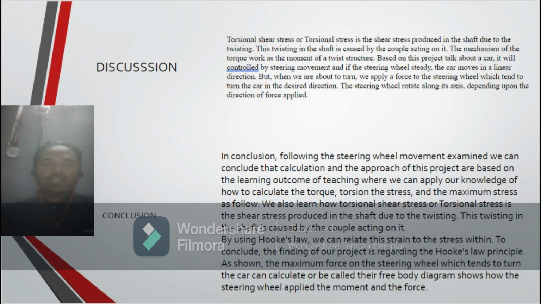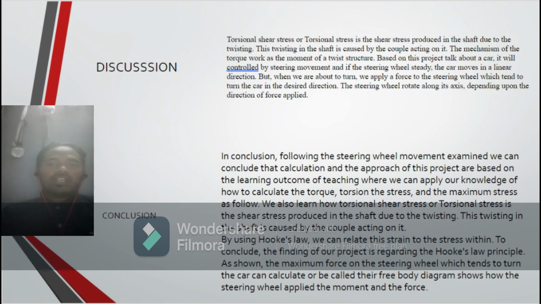For the project assignment, I will talk about the discussion and the conclusion. For the discussion, torsional shear stress, or torsional stress, is the shear stress produced in the shaft due to twisting. This twisting in the shaft is caused by the couple acting on it. The mechanism of the torque works as the moment of a twisted structure.